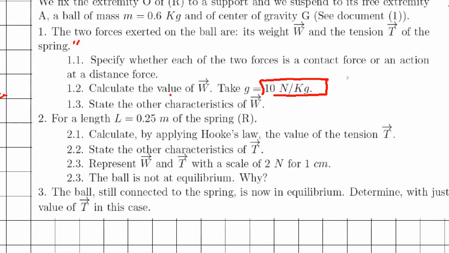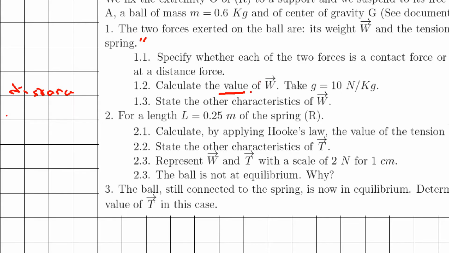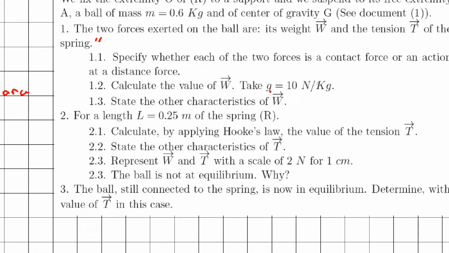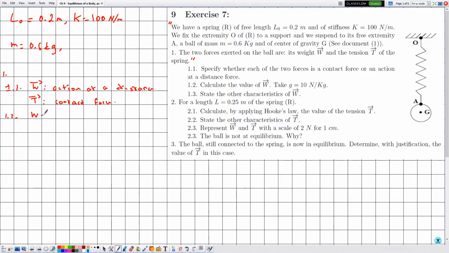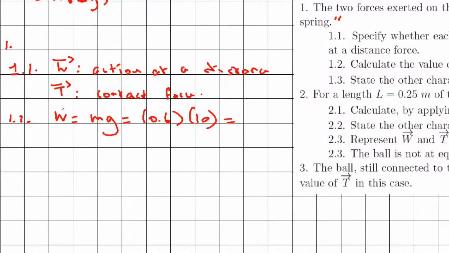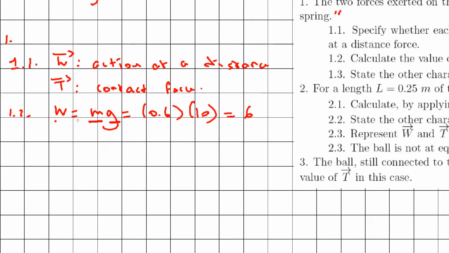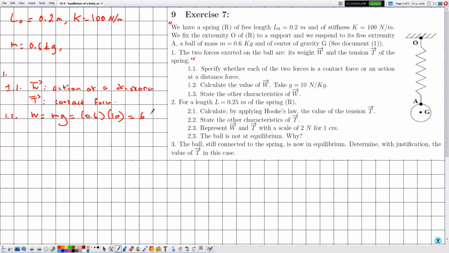Now we need to calculate the value of the weight, and by the value it means the magnitude. We know that the magnitude of the weight, since we know the mass and we know the value of g, is given by W is equal to m multiplied by g. And the value of the mass is given by 0.6, and the value of g is given by 10. Then plugging this on the calculator, the value of W is given by 6. Since both m and g are expressed in SI, the value of W will be expressed in SI, which is newtons. Then the weight is given by 60 newtons.